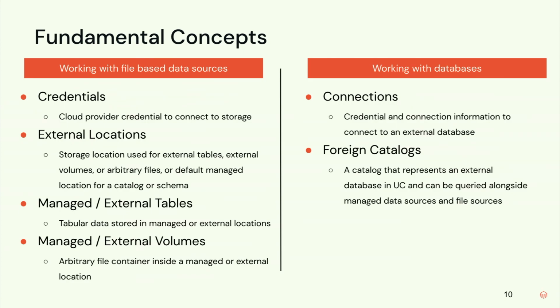Now, with working with databases, we have things like connection objects and foreign catalogs. A connection is exactly what you think it is. It is an abstraction that allows you to encapsulate a credential and connection information to be able to connect to an external or foreign database. And a foreign catalog is the catalog that represents that foreign database inside Unity Catalog. So, for example, if I want to connect Snowflake or MySQL or Oracle or whatever it would be, I can do that via a foreign catalog.